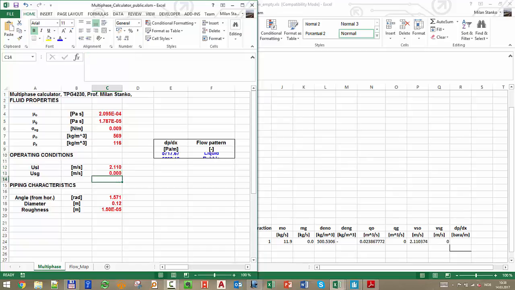Then this will be 0. And the angle from the horizontal of the pipe is exactly 90 degrees, and it should be in radians, so you have to convert from degrees to radians. Diameter, what was the diameter?